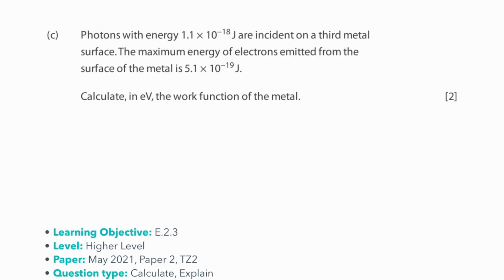C. Photons with energy 1.1 times 10 to the minus 18 joules are incident on a third metal surface. Let's draw that. The maximum energy of electrons emitted from the surface is 5.1 times 10 to the minus 19 joules. Calculate in eV the work function of the metal. So we've got the energy of the photon equals the work function plus the kinetic energy of the electron. We know that this is 1.1 times 10 to the minus 18. We want to work out what that is. And we know that this is 5.1 times 10 to the minus 19.